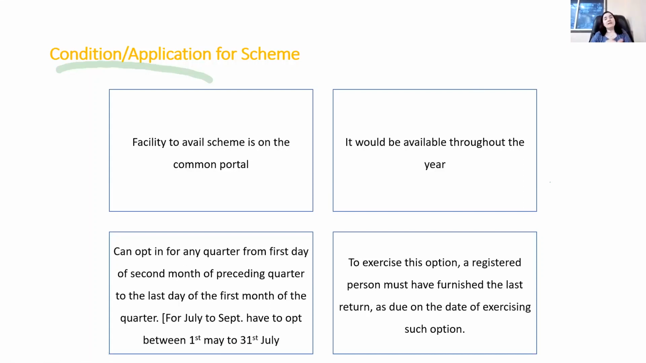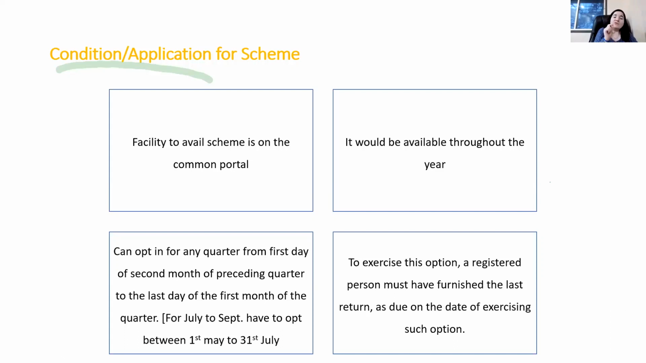Now, the opt-in and opt-out option is available throughout the year. So it is possible that for one quarter the taxpayer has opted for the scheme, and for the next quarter again started paying taxes as per the normal scheme. This is possible. The only condition is that for any quarter, you have to opt in or opt out of the scheme in the specified period.